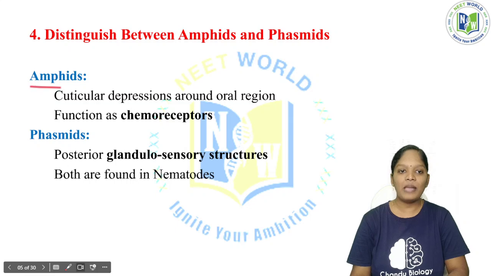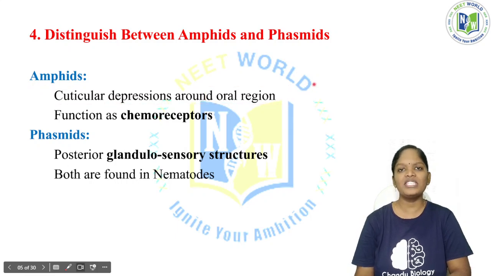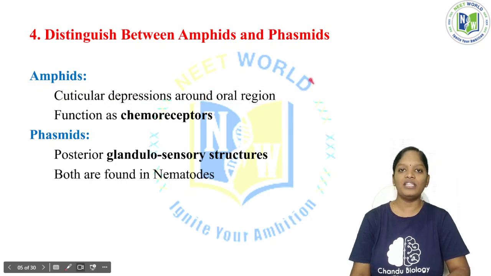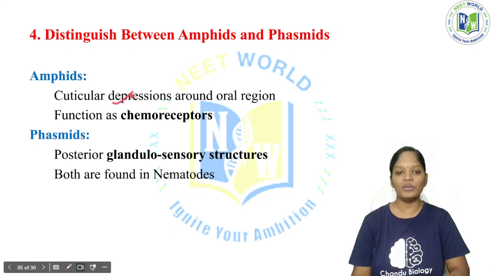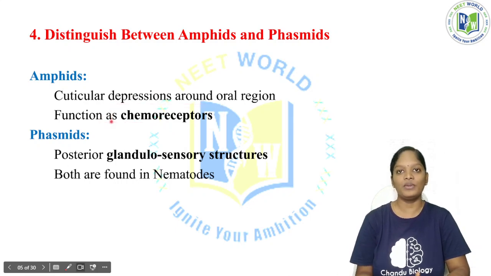Amphids means cuticular depressions around the oral region, which is the mouth region. Why must these cuticular depressions be present around the oral region? They function as chemoreceptors, which means they sense some chemicals, some pheromones. So that is what amphids are.